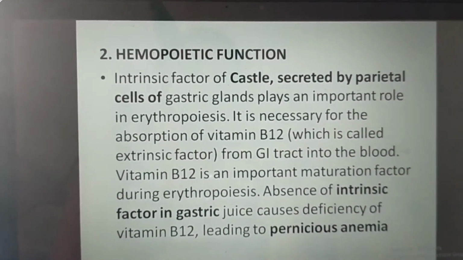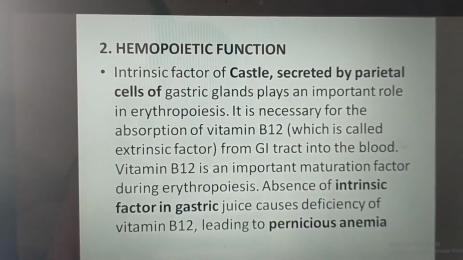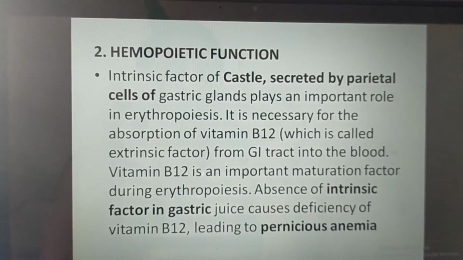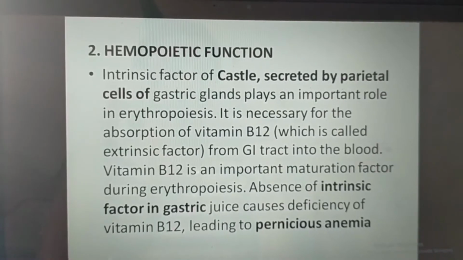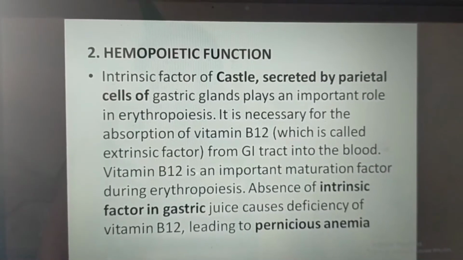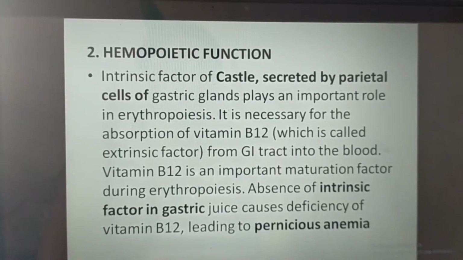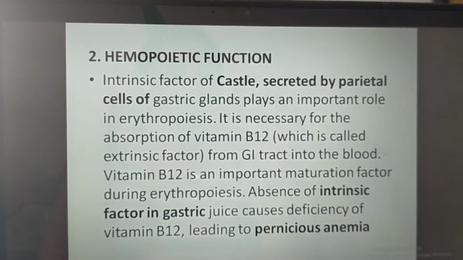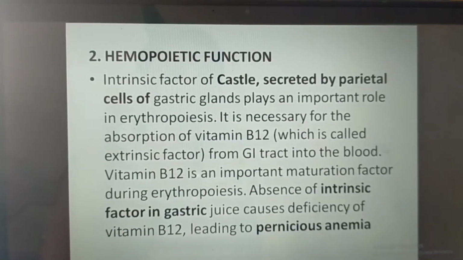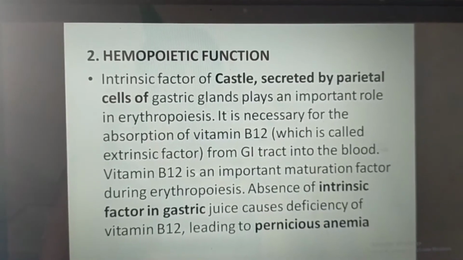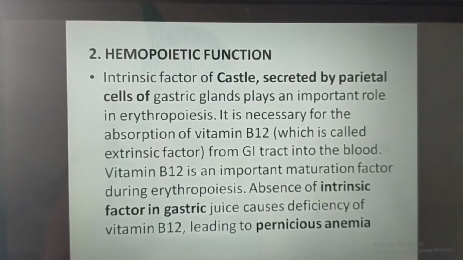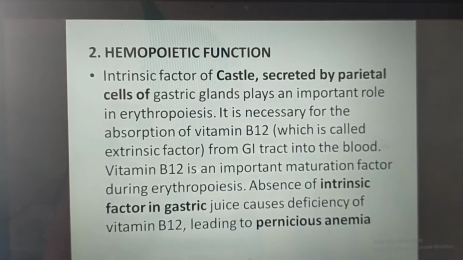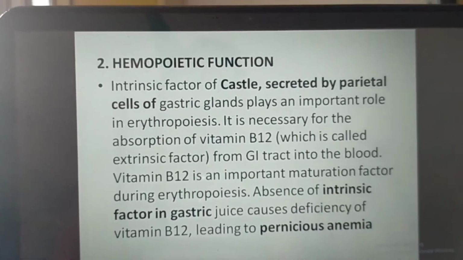Second function of the gastric juice would be hemopoietic function. Intrinsic factor of Castle secreted by parietal cells of the gastric glands plays an important role in erythropoiesis. It is necessary for the absorption of vitamin B12 from the GI tract into the blood. Vitamin B12 is an important maturation factor during erythropoiesis. Absence of intrinsic factor in gastric juice causes deficiency of vitamin B12, leading to pernicious anemia.